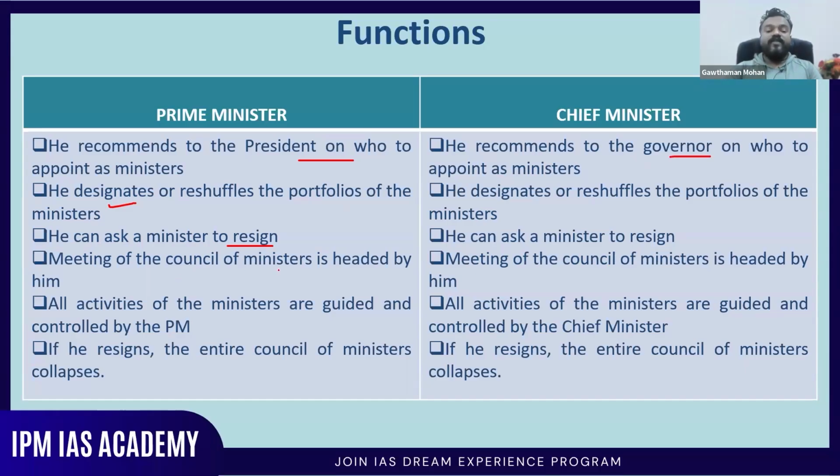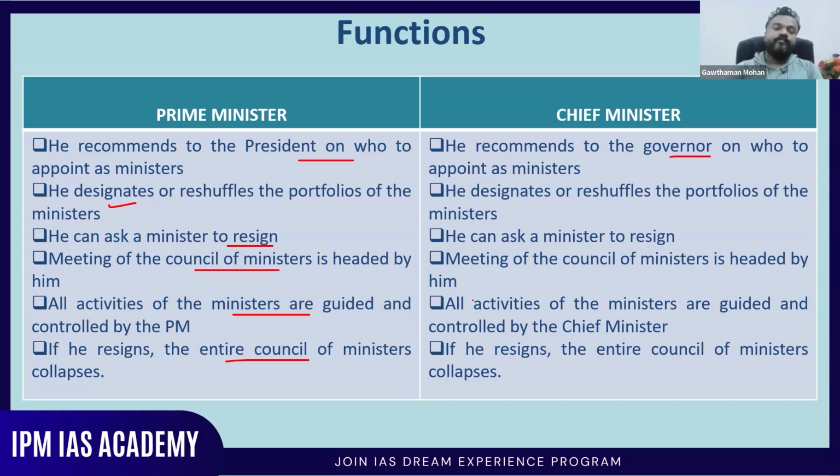The meeting of the Council of Ministers is headed by the Prime Minister, and in the state, the meeting of the Council of Ministers is headed by the Chief Minister. All activities of the ministers are guided and controlled by the Prime Minister in the Union, and the same applies to the Chief Minister at the state level. And if the Prime Minister resigns, the entire Council of Ministers collapses. The same applies to the state in the case of the Chief Minister.